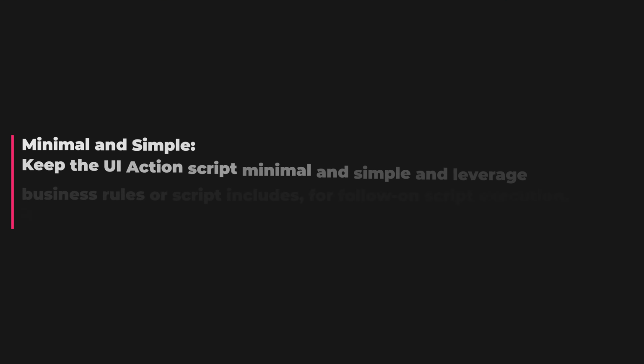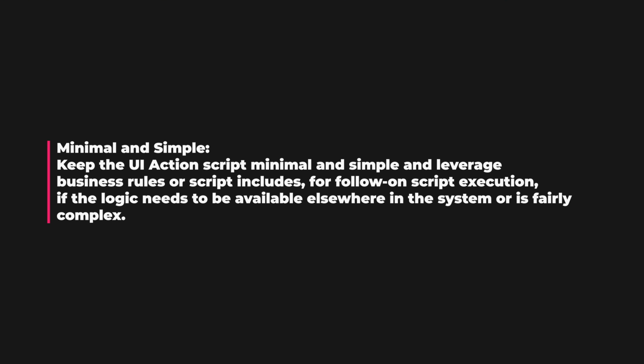In the same vein as nugget number 1, nugget of knowledge number 2 also helps you evaluate when and where to use UI actions. The theme here is minimal and simple. Keep the UI action script minimal and simple, and leverage business rules or script includes for follow-on script execution if the logic needs to be available elsewhere in the system or if it's fairly complex. Script includes make code more scalable, testable, and manageable.